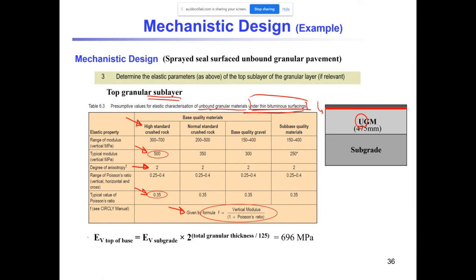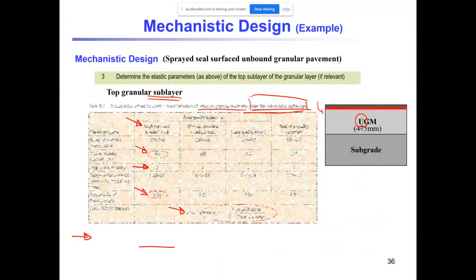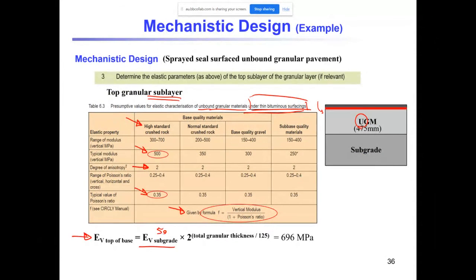Next step is to use this empirical equation to determine the Young modulus for the top of the base layer, right? So it becomes EB for subgrade. We already calculated that one. EB for subgrade is 50 MPa. 50 times 2 to the power of total thickness of granular material, which is 475 millimeter, divided by 125. That will give us 696 MPa.